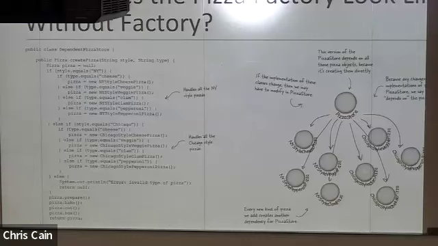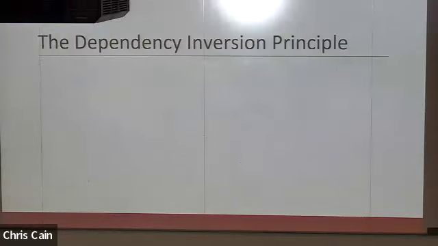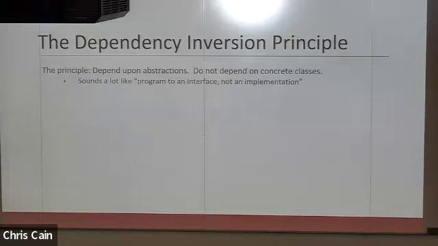Yeah, you may end up with a lot of classes at the end of the factory pattern, but it's at least better than this, right? So this brings us to a principle in object-oriented design called the dependency inversion principle. This means that we want to depend on abstractions rather than concrete classes. This may sound a lot like the one that we saw before, program to an interface, not an implementation. How are these different?